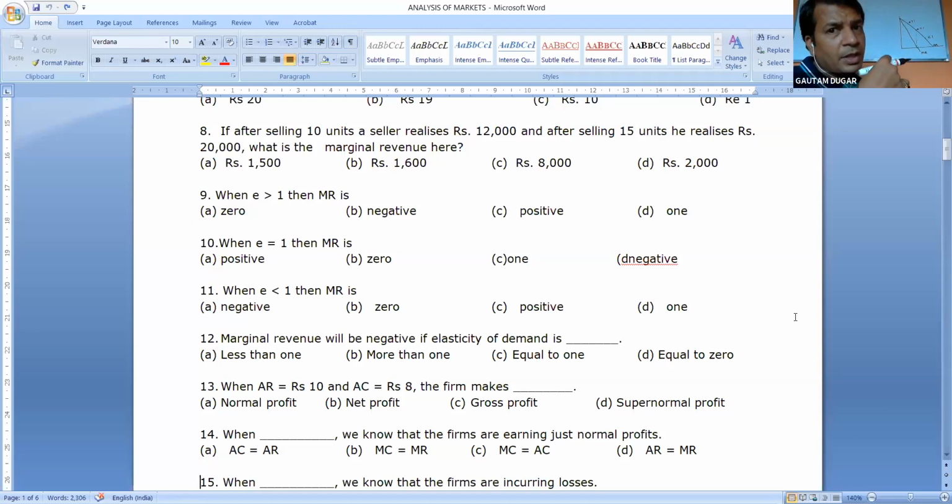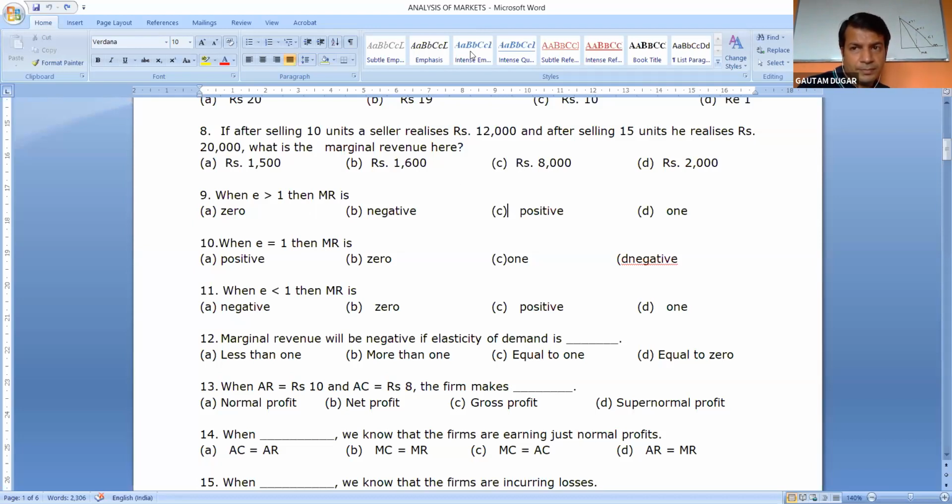This diagram will help you understand a lot of concepts and will also help you solve a lot of MCQs. When ED is equal to 1, MR is 0. When ED is greater than 1, MR is positive. When ED is less than 1, MR is negative. So, question 9. When ED is greater than 1, MR is positive. 9 is C.